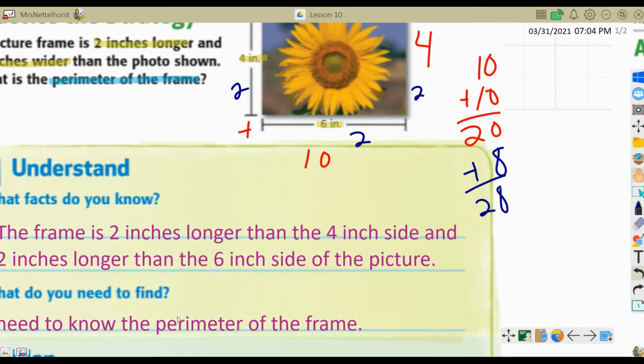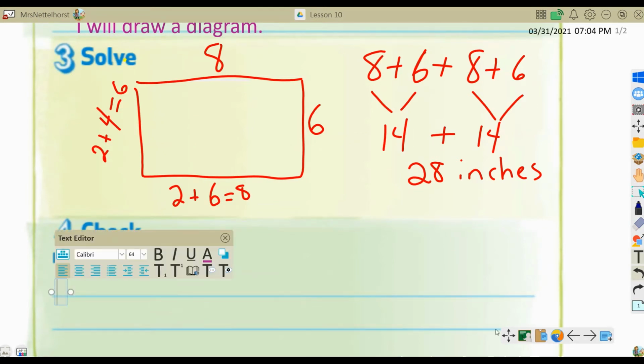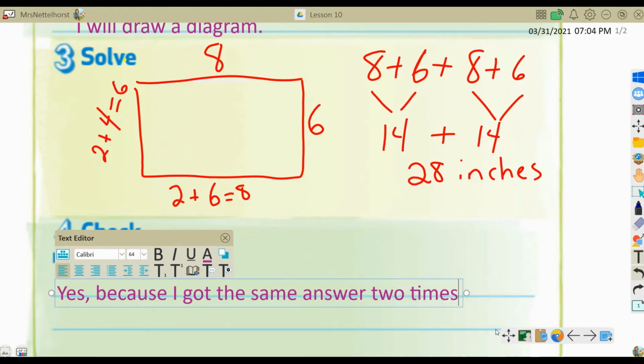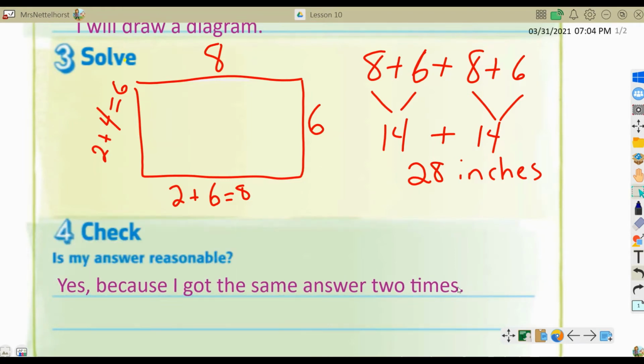So, is my answer reasonable? Going to say yes, because I got the same answer 2 times. Okay, there you go. All right, and you can pause the video to finish writing this stuff in, or finish typing, and then go on to the next page. For the rest of you, we're going on to the next page.